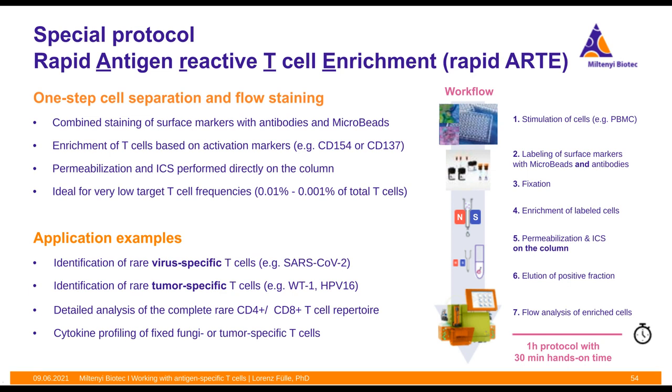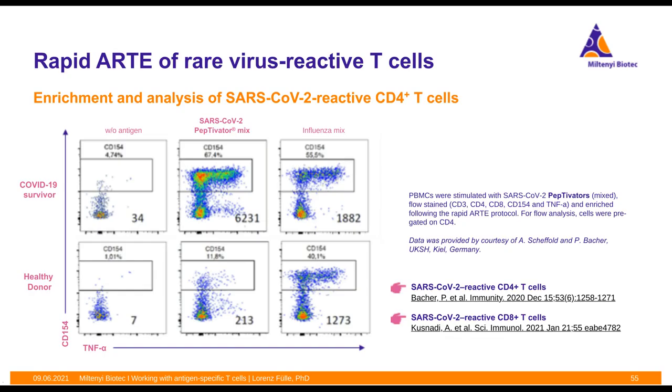So, Rapid ARTO can be, for example, used for the identification of rare virus-reactive T cells, such as SARS-CoV-2 reactive T cells, but also for the detection of rare tumor-specific T cells, for example, Wilms tumor protein 1 specific T cells. It can also be used for detailed analysis of the complete rare CD4 positive and CD8 positive T cell repertoire, and also for cytokine profiling, for example, of fungi or tumor-specific T cells.